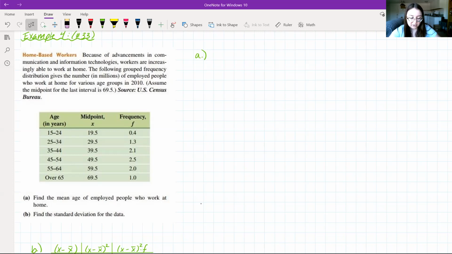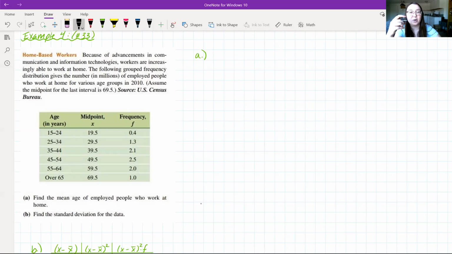Then we have our midpoint here, so this is going to be the value in the middle. And then we have our frequency. Our frequencies in this case are not whole numbers. They're actually just decimals. But for part A, we want to find the mean age of employed people who work at home. And then for part B, we want to find the standard deviation for the data. So for part A, we're just finding the mean.